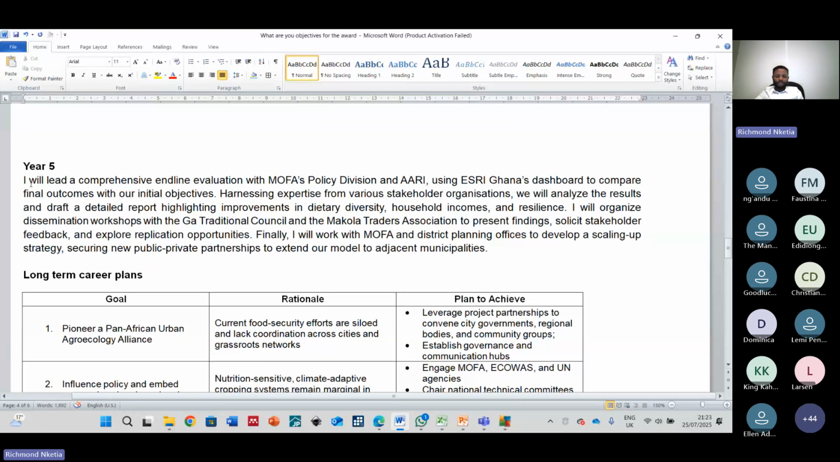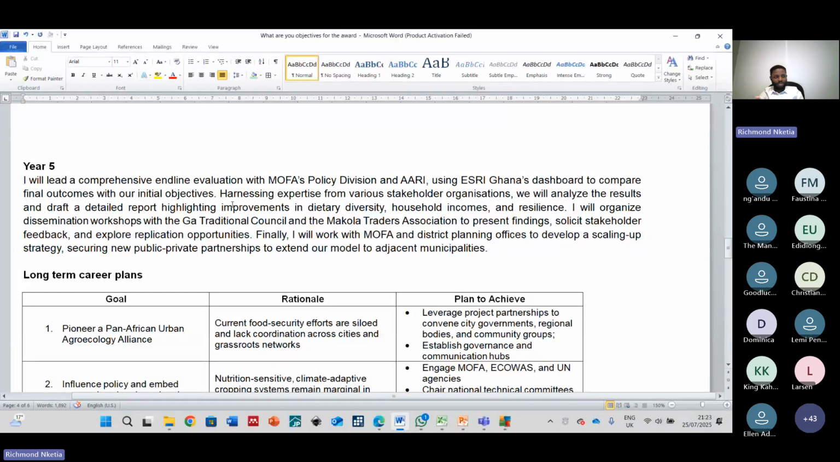In the final year, I dedicated it basically to evaluation. Remember, I said this is a grant application. You are making a project, and so we expect you to make evaluation, which you've even written on back there. So the fifth year, I've dedicated it to doing evaluation and writing my report and disseminating my findings. So I will lead a comprehensive evaluation and align evaluation with the Ministry of Food and Agriculture's Policy Division and these people, using the ESRI Ghana's dashboard to compare final outcomes with our initial objectives.